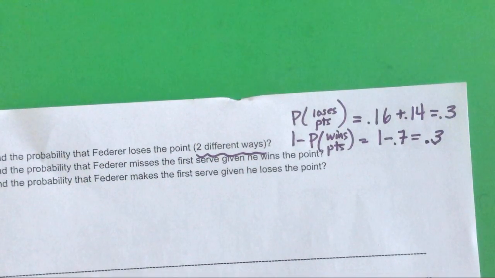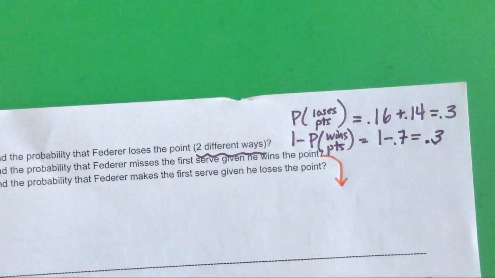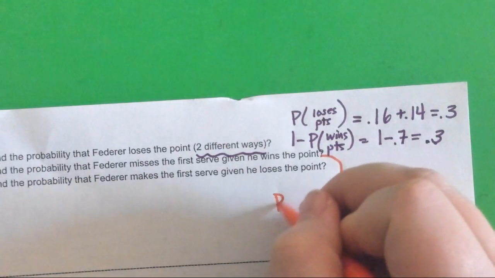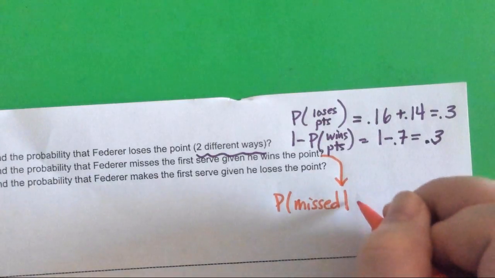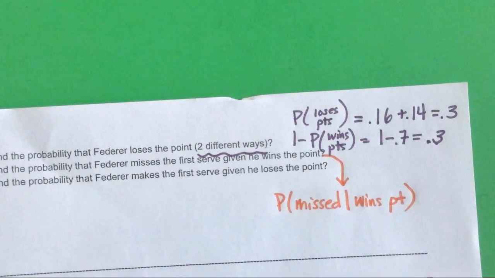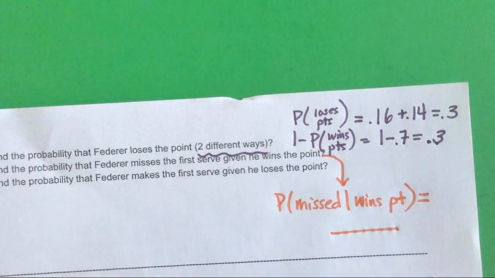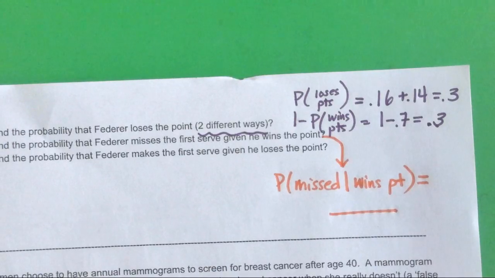Okay, part C, it says find the probability that Federer misses the first serve given he wins the point. So probability of missed given wins point. So what am I going to put in my denominator? The wins points. And those added up to 70. Yes, it added up to 70.